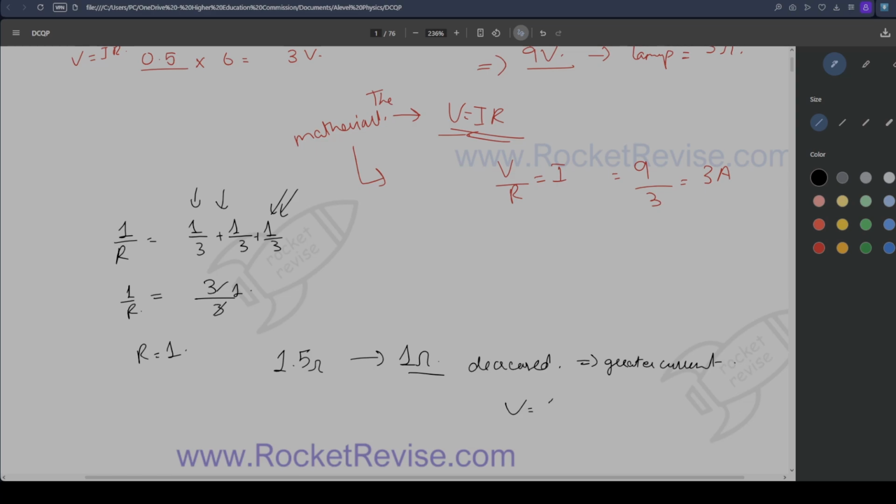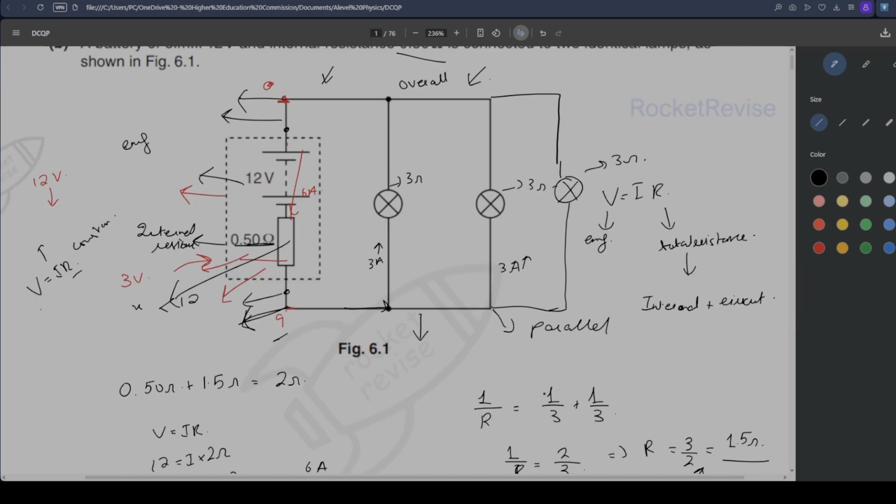And a decreasing resistance means a greater current. Why? Because V is equal to IR. Our EMF is the same. So to get 12, if our resistance is lower, we'll need a greater current because the product is constant, it's 12. And because now our current is increasing, the potential difference that the internal resistor is using is going to increase as well, because they're directly proportional. The more current that's flowing through the internal resistor, the greater the internal resistance drop is going to be.